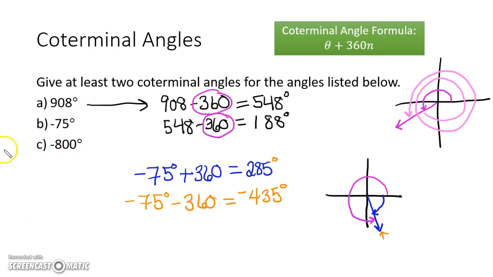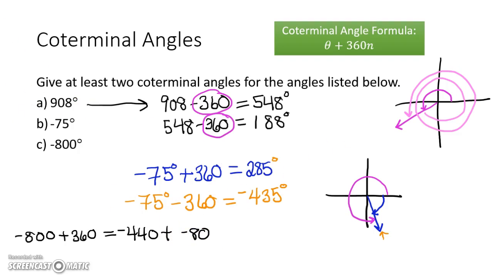I'm pretty sure, well, let's do one more just to make sure you guys got it. But let's do negative 800. So negative 800, definitely not in that region. So let's add 360. Always just adding or subtracting 360 degrees here. That gives us negative 440. Still not in that region, so let's add another 360.